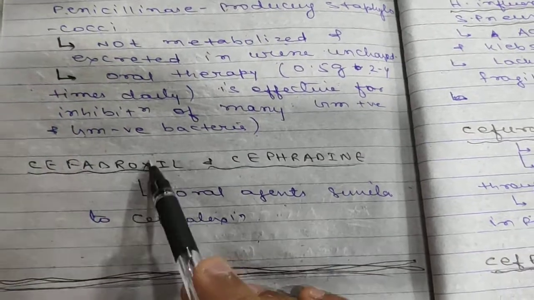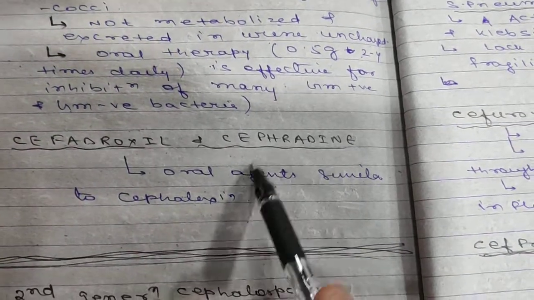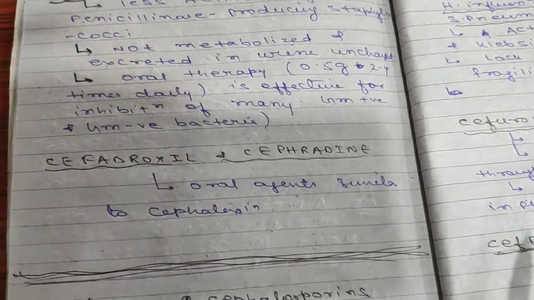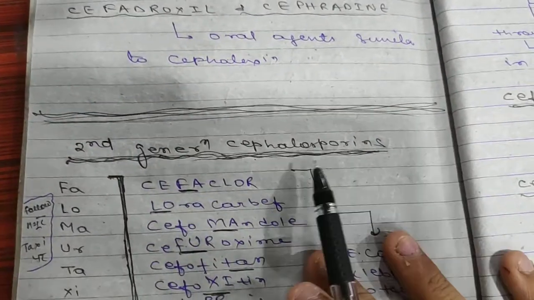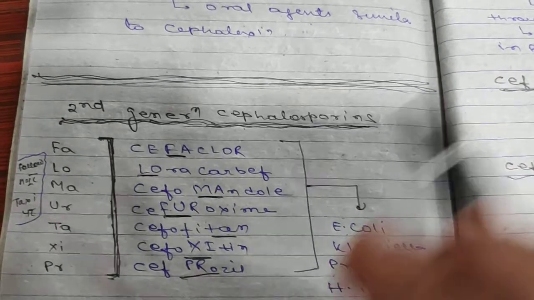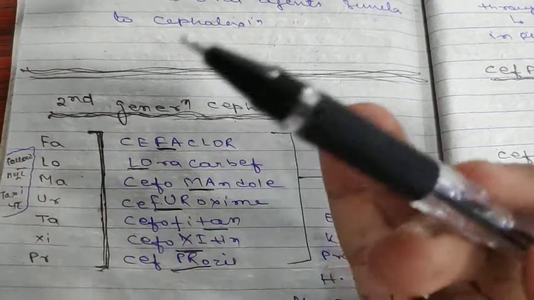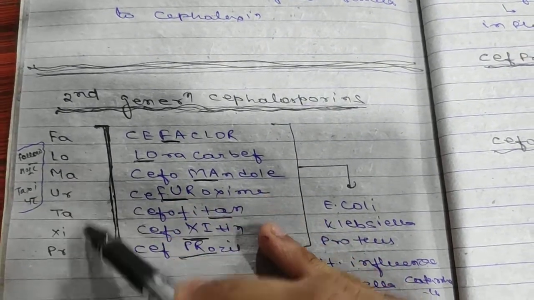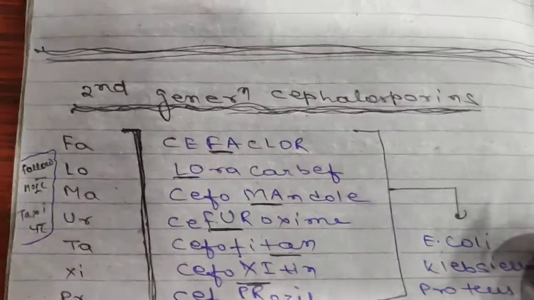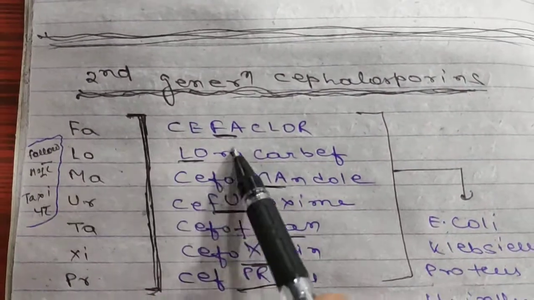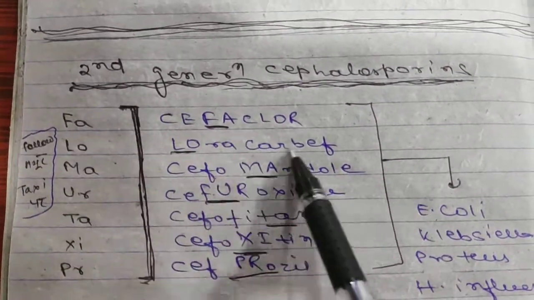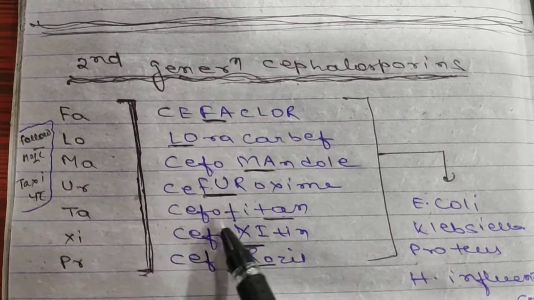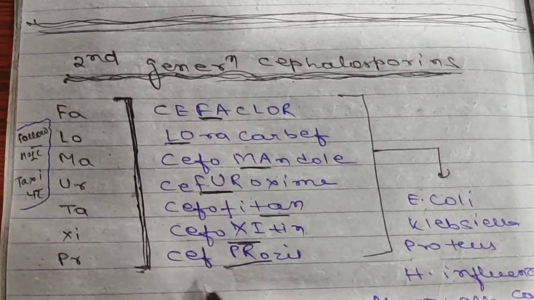Now coming to the cefadroxil and cephaloridine. So these are oral agents similar to cephalexin. Okay, properties are similar to cephalexin. Clear? Now moving to the second generation cephalosporin. So second generation cephalosporin includes a wide range of drugs. Okay, and that can be memorized by a simple mnemonic, that is Phalo, okay, Mayur, Taxipar. Okay, so Fa for cefaclor, then Lo for loracarbef, then Ma for cefamandole, then cefuroxime, then cefotetan, then cefoxitin and cefprozil.